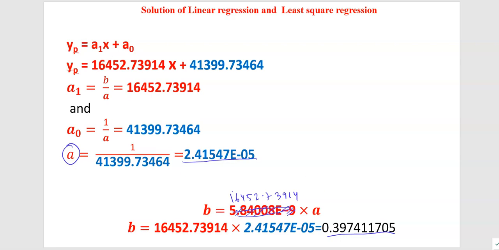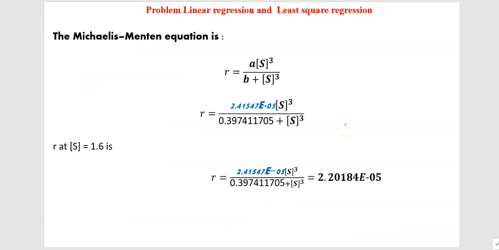And finally, A and B we have to calculate, meaning A is already calculated and B is also calculated. So A is 2.41547 e to the power minus 5, meaning 10 to the power minus 5, and then B is 0.397411705. Now the question asked what will be R at S equal to 1.6. If I plug in S equal to 1.6, we will get R equal to 2.20184 to the power 0.5. That can be easily done in Excel or by hand calculation.